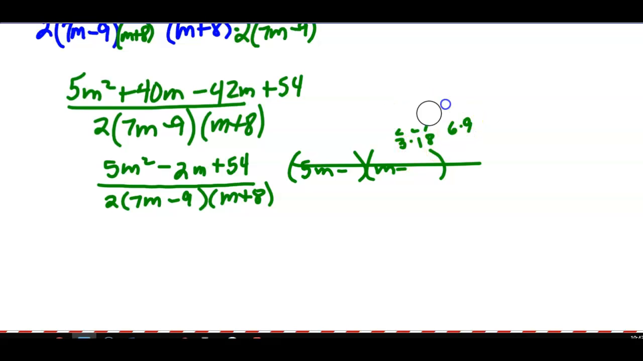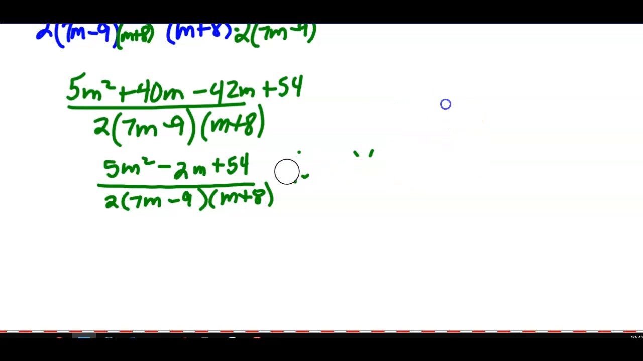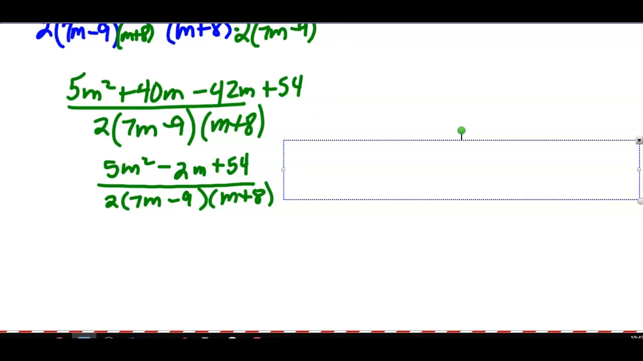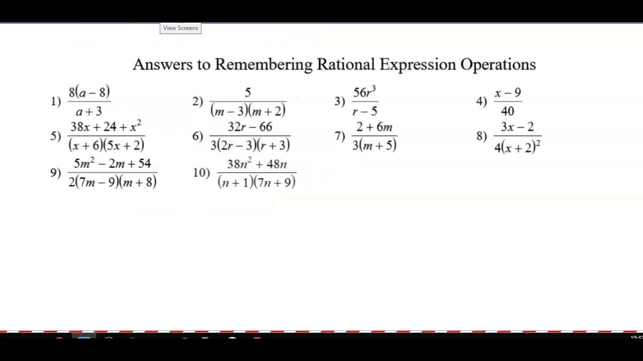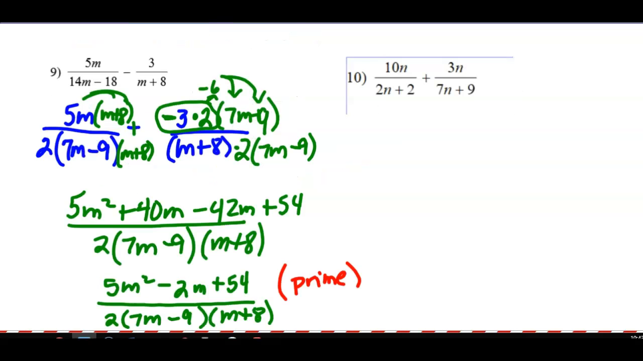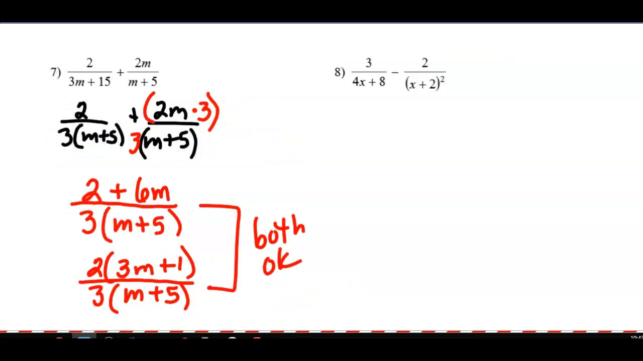I'm actually going to erase this because I'm going to need that room when I do the other problem. So this was prime. Whoa, what happened? Up top, it didn't factor. All right. Whoa, that's it? Okay. Maybe on the video I'll do one more. How about this number 8? And then I'll shut down the video and you can try the other ones.